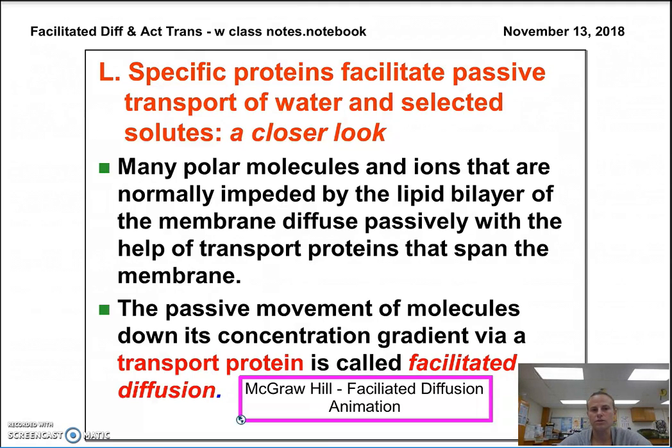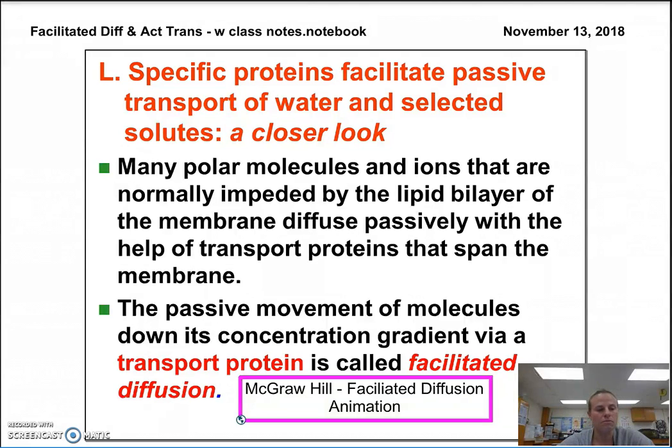I would like to talk to you today about facilitated diffusion and the sodium-potassium pump, which is a form of active transport. We're going to start with facilitated diffusion, and what I did this time was I actually showed this animation before we took notes, and that seemed to help people grasp the concept. I find that if you see it and then take notes, sometimes it's easier to understand. So let's dive in.